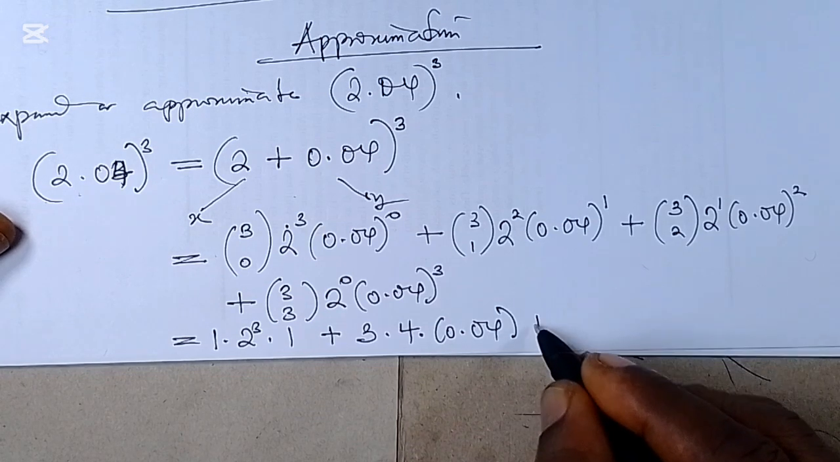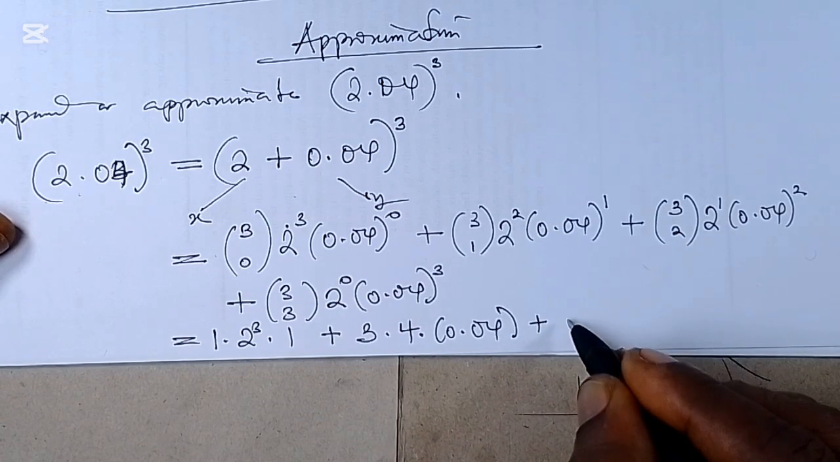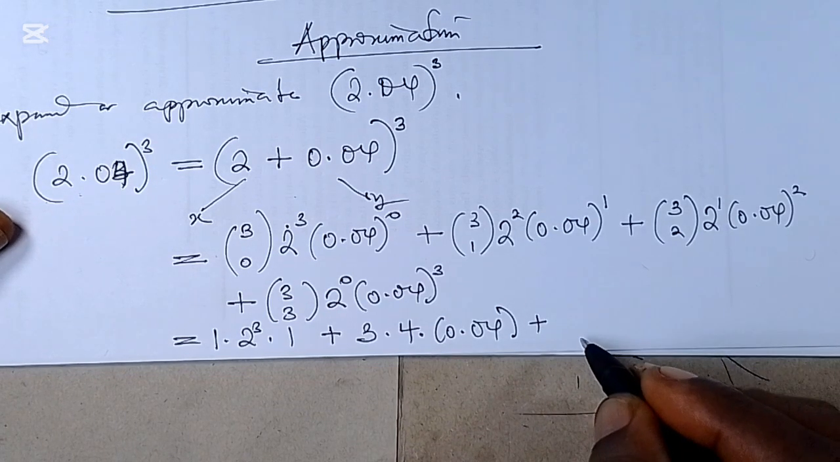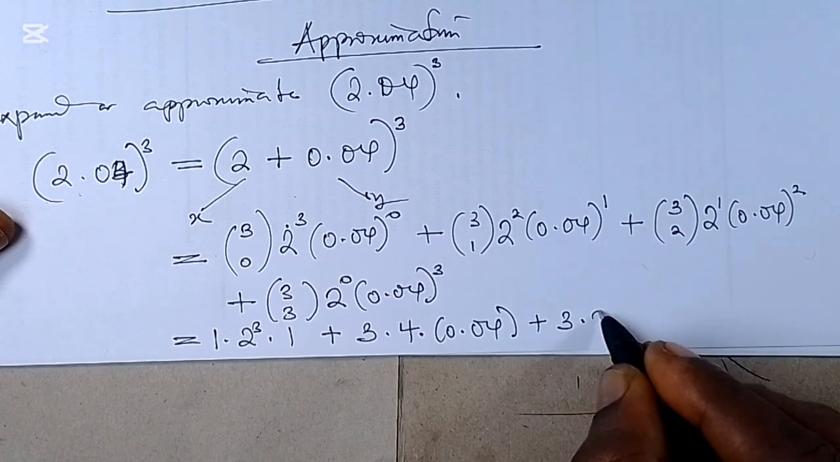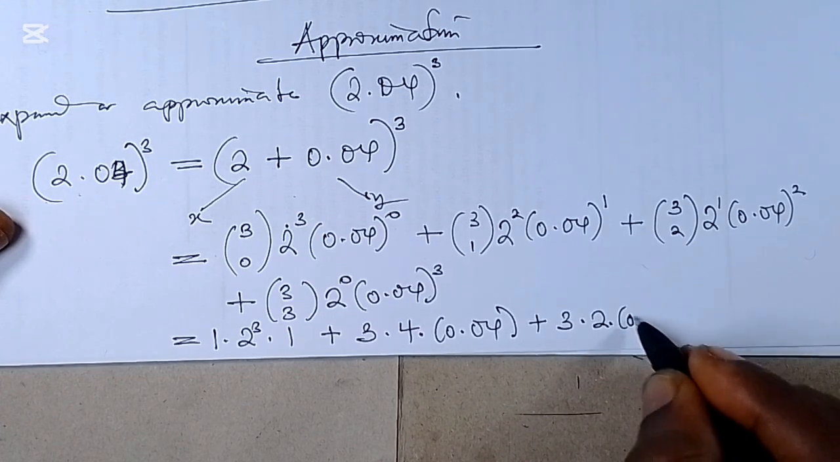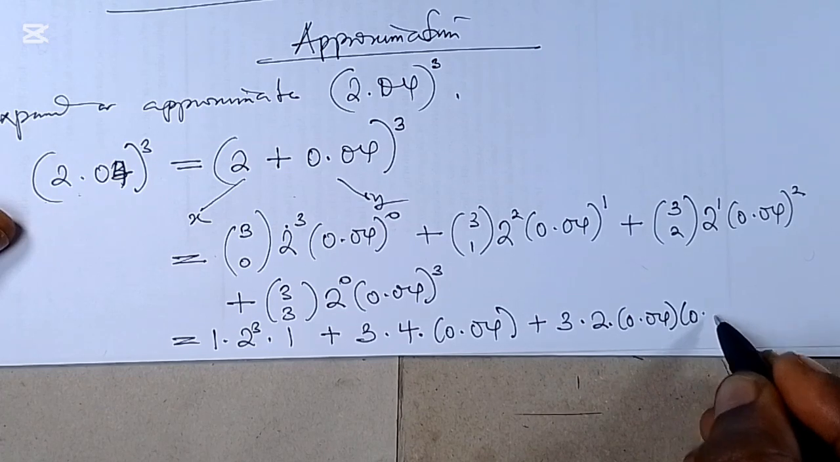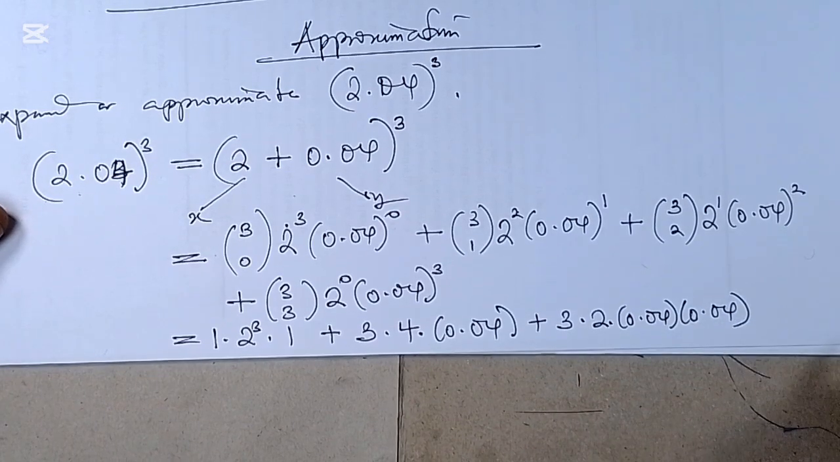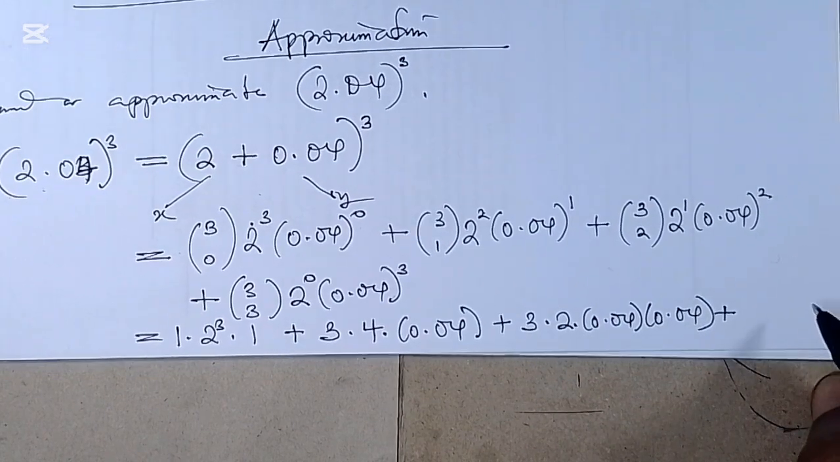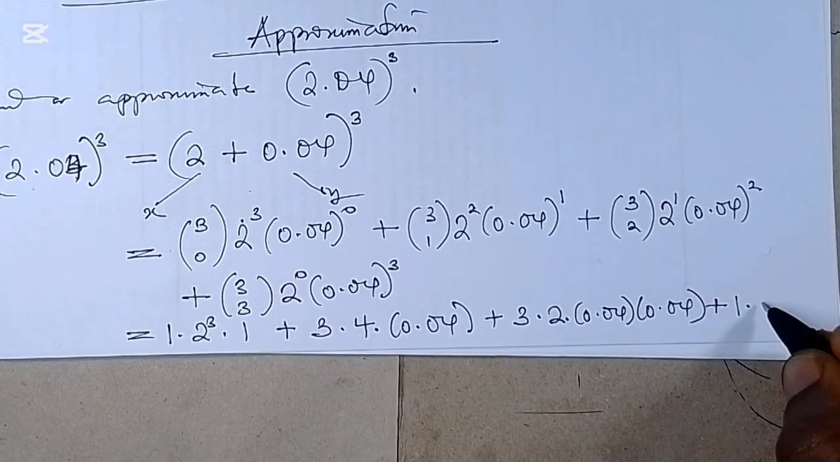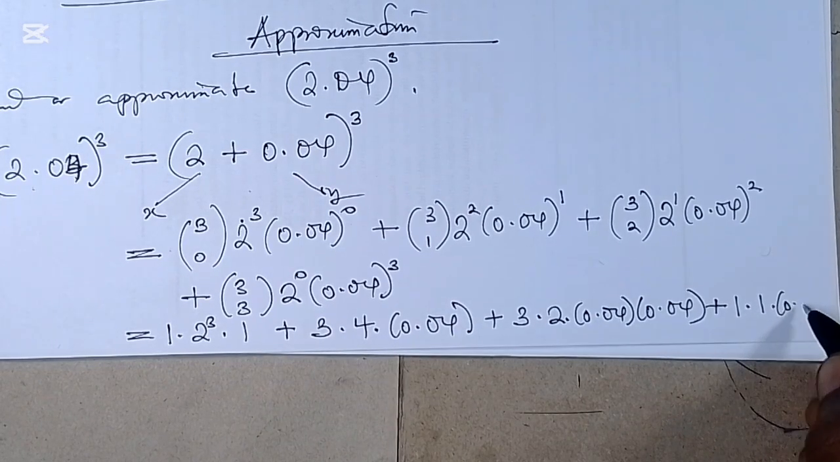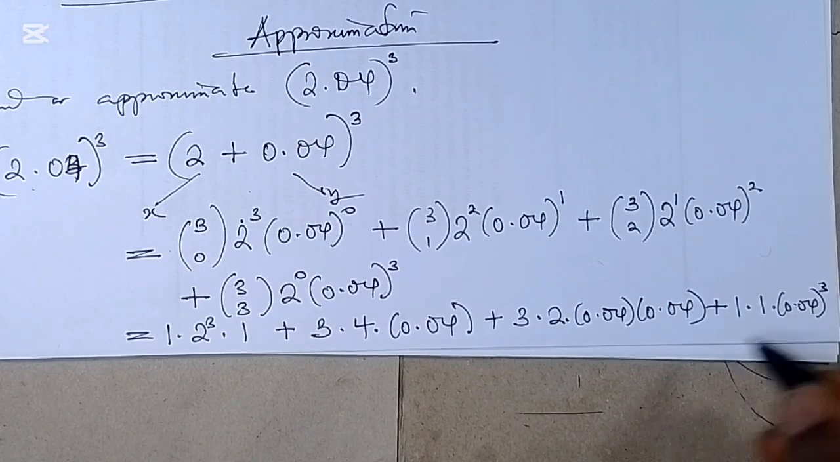Now, the next one will be 3 combination 2, which is the same as 3 combination 1 by symmetry, which will be 3. And this will be times 2 raised to the power 1, which is 2, times 0.04 times 0.04. Okay? Now, the last one will be 3 combination 3, which is 1, times 2 raised to the power 0, which is 1, times 0.04 raised to the power of 3, which is 0.04 times itself 3 times.